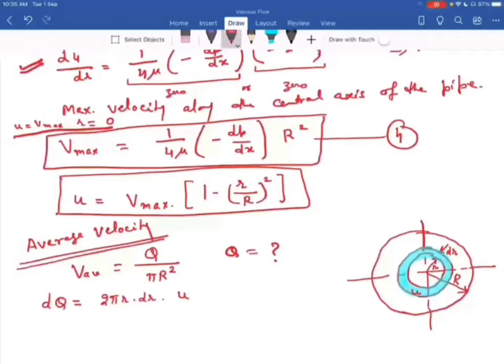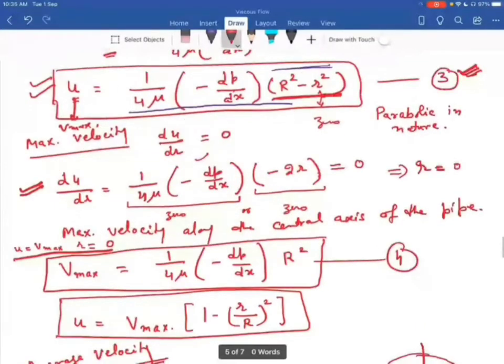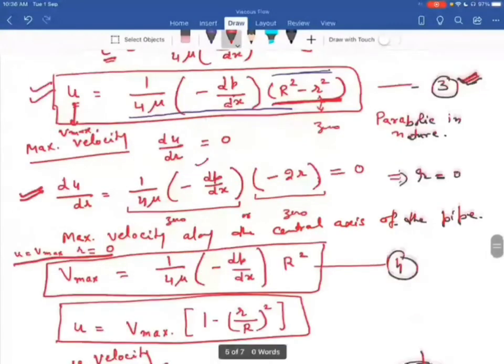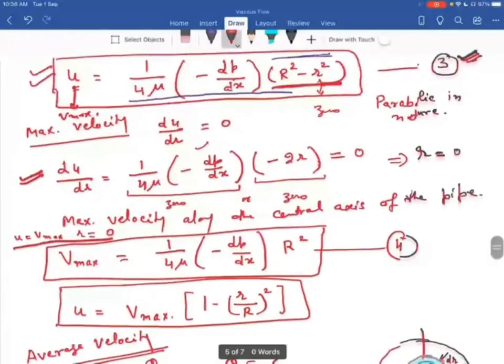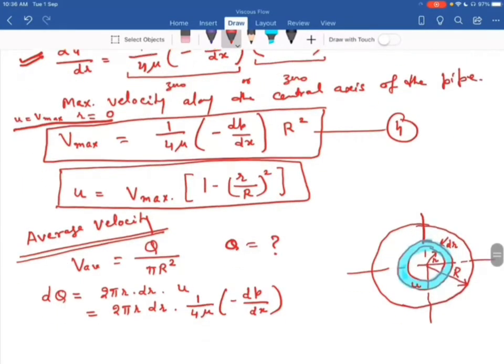Now I put here the value of u. So 2 pi r into dr, into u from equation number 3. From equation number 3, I can write it as 1 upon 4 mu, minus dp dx, into capital R square minus small r square. This is not small dq. So dq is the small discharge entering through the ring.